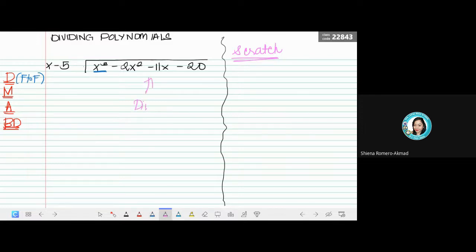We call this the dividend. And that one, na nasa labas, is the divisor. Very elementary. So, nung elementary kayo, sinabi ng teacher nyo, yung nasa loob, yan ang dividend. Ang nasa labas, yan ay divisor. So, ang gagawin natin is we will divide F to F, first to first. First term ng ating dividend and first term ng ating divisor.